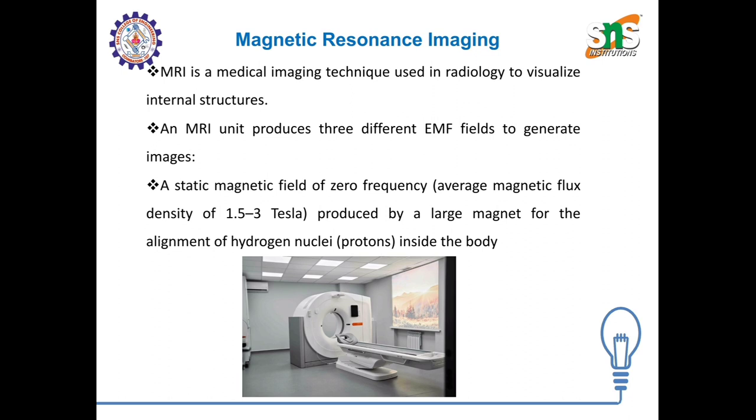First we'll look into magnetic resonance imaging, shortly named as MRI. MRI is a medical imaging technique used in radiology to visualize internal structures or organs. An MRI unit produces three different EMF fields to generate the images. A static magnetic field of zero frequency, with average magnetic flux density of 1.5 to 3 Tesla, is produced by a large magnet for alignment of nuclei inside the body.